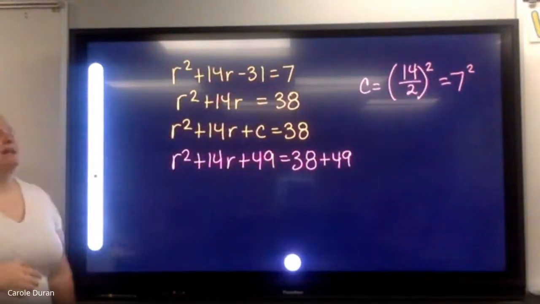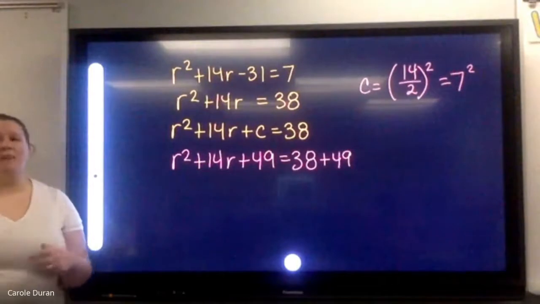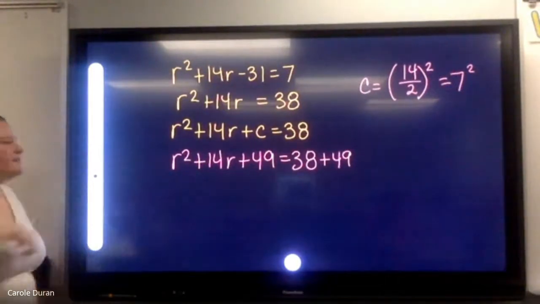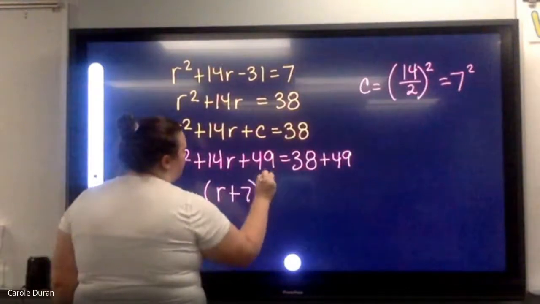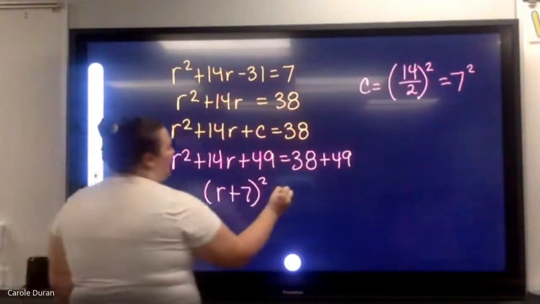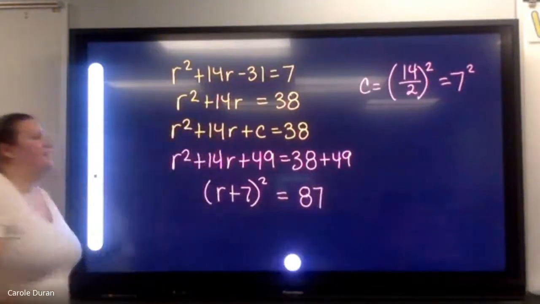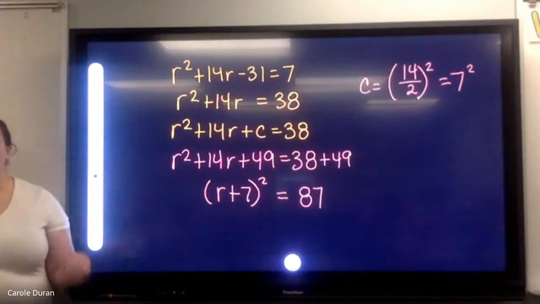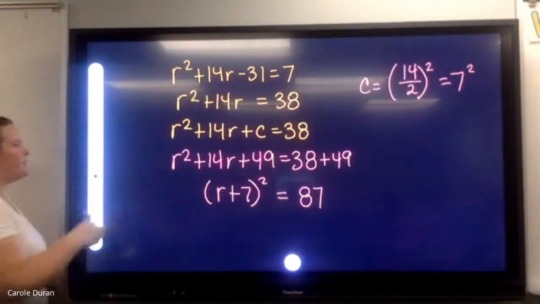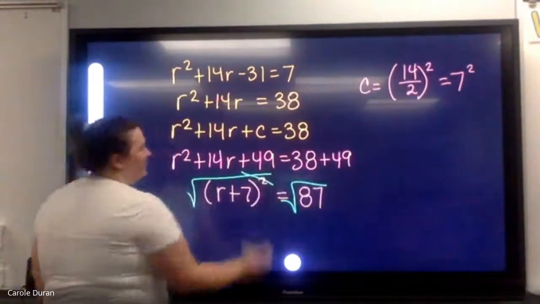I know that the same number is going to be used in both of my factors. So 7 times 7 is 49, and 7 plus 7 is 14. So the left-hand side factors into r plus 7 squared. And my right side becomes 87. So now to solve for r, I square root both sides. I just keep on saying square. Why do you use the 7?